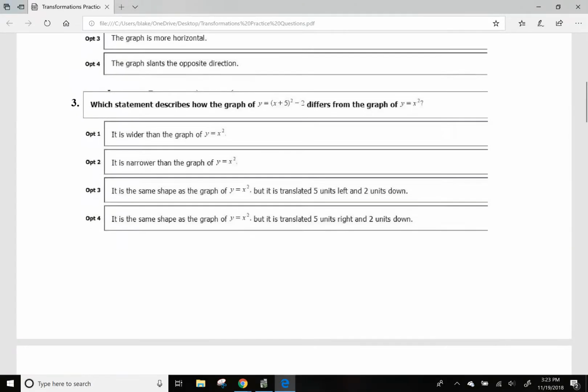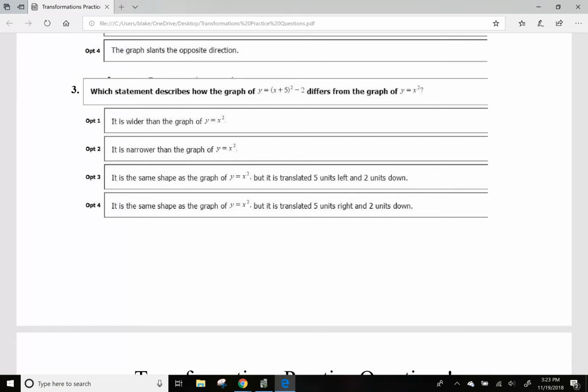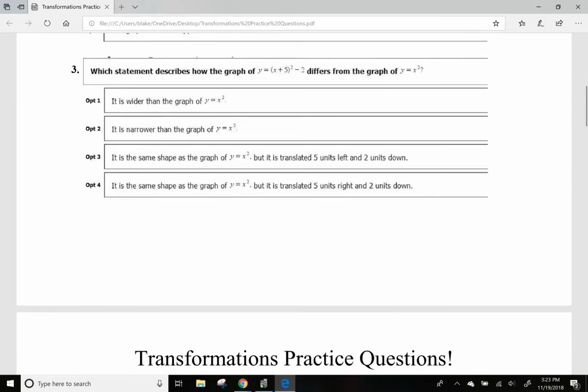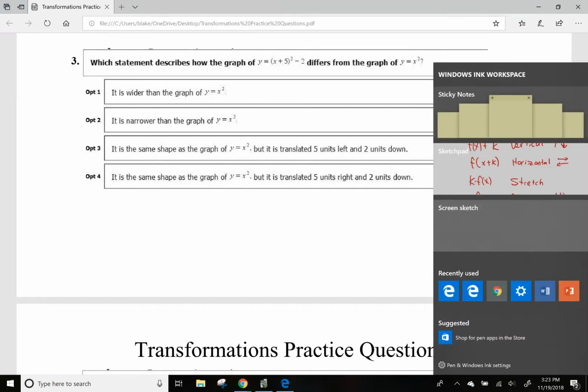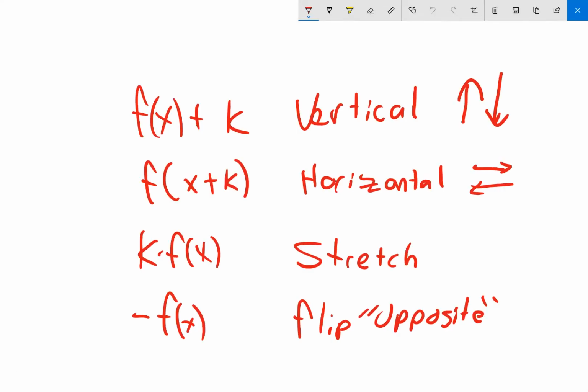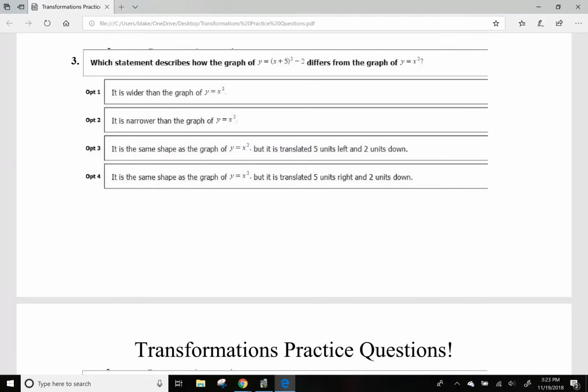So which function describes how the graph of y equals (x plus 5) squared minus 2 differs from the graph of y equals x squared? This goes back to what I was saying about these transformations, with the function y equals, and what was it again? I've got to go back. (x plus 5) squared and minus 2.